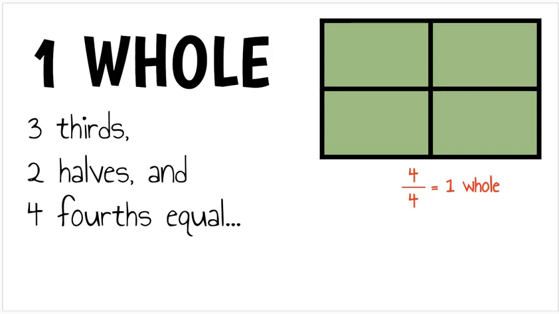Next, we have a whole. So 3/3, 2/2, 4/4 would all equal 1 whole. We see 4/4 here. All 4 pieces are filled in green, which means the whole thing is filled in. So 1 whole would be 3/3, 2/2, 4/4 would equal 1 whole.